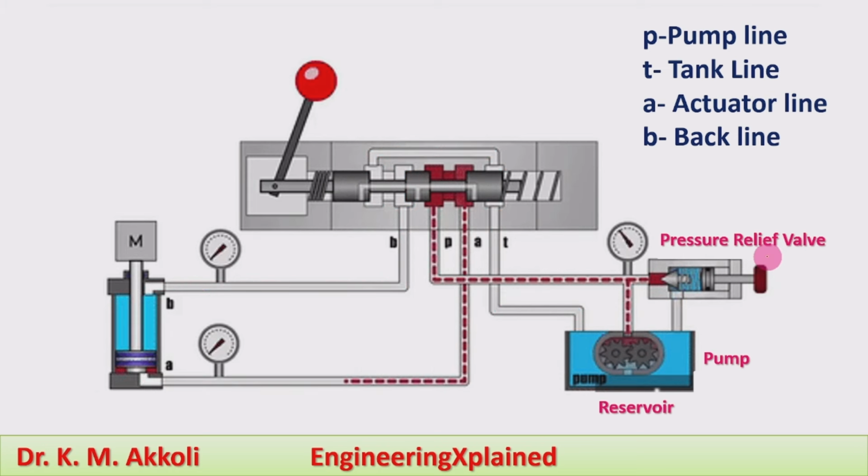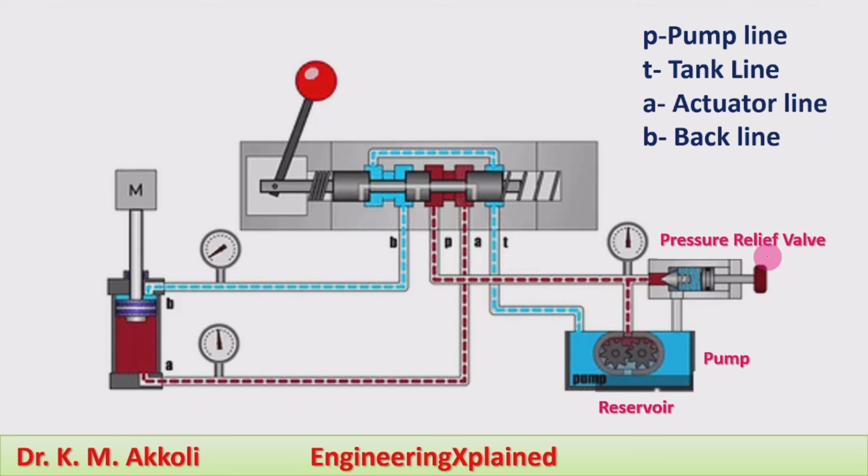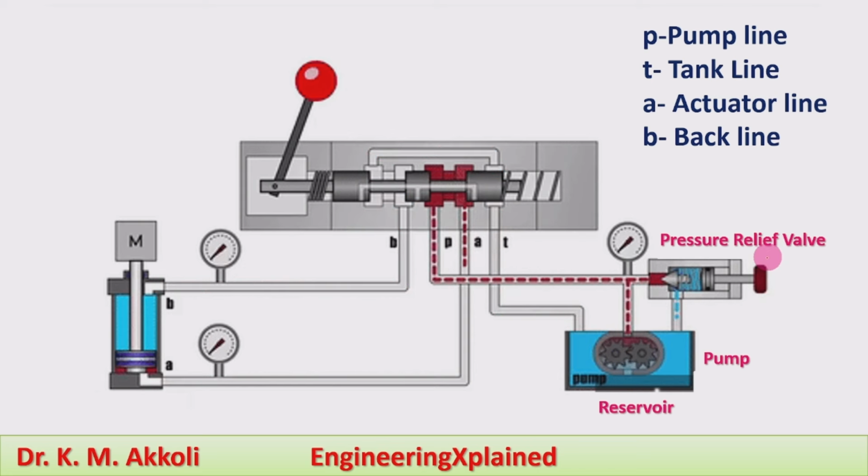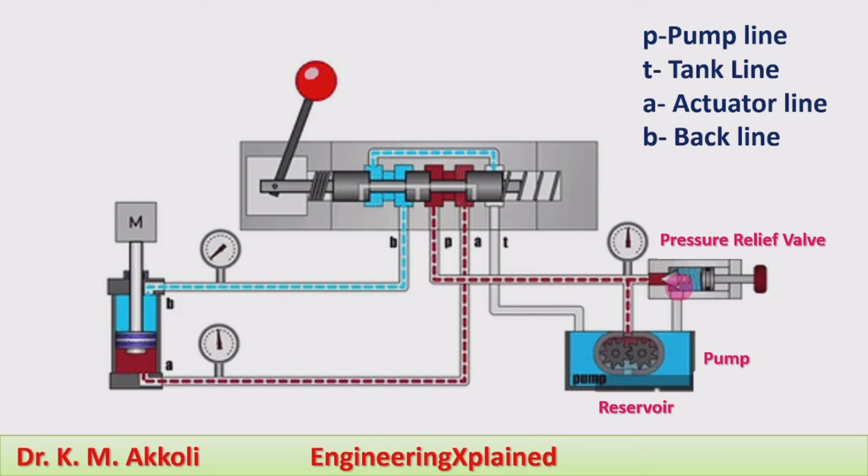During the forward stroke, the pressure from the pump will be supplied to the hydraulic cylinder. During the return stroke, the pressure is not required, but the pump is continuously working. During that period, the pressure must be relieved, and that is provided by using the pressure relief valve.